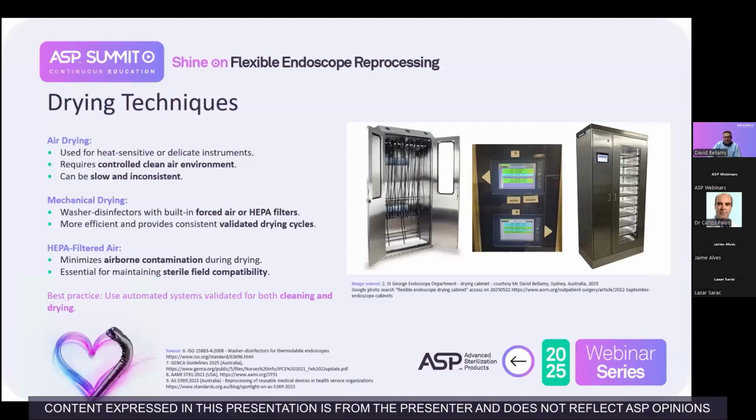With this system, it states that it has a shelf life of 31 days, and as it's sealed, it can also be used for transportation, as long as the temperature and humidity are maintained. So this is a new approach, different to drying cabinets, using a bag system that has plasma inserted into it. In summary, drying should never be an afterthought. It must be deliberate, documented and validated, with best practice being the use, of course, of automated validated systems.